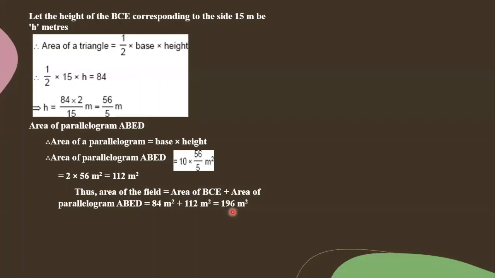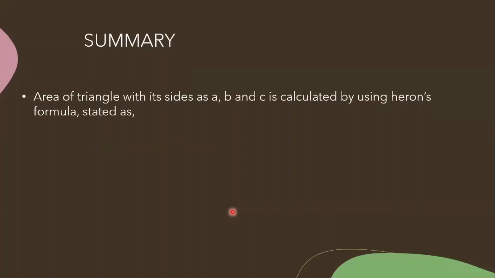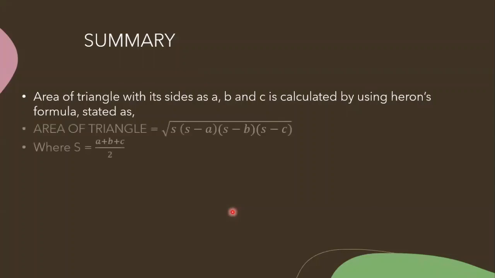So from this sum, I finished the Heron's formula chapter. Let's recall what we have learned in this chapter, children. In this chapter, first exercise 12.1. The area of a triangle with sides A, B and C is calculated by using Heron's formula. That is, area of triangle is equal to square root of S into S minus A into S minus B into S minus C. S means semi-perimeter, half of that particular triangle's perimeter.